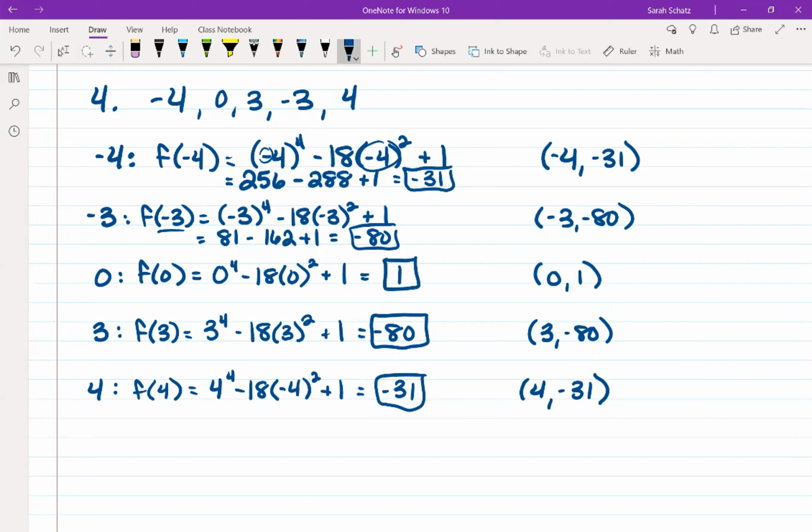So you guys, let's talk absolute max. How do I look at my list and decide which one it is? Remember, absolute max is just the highest y value on the interval. What's my highest y value that I just found? It's not actually very high, but it's positive 1. So my absolute max occurs at x equals 0. And if you need to know the value there, you already have it. It's 1.